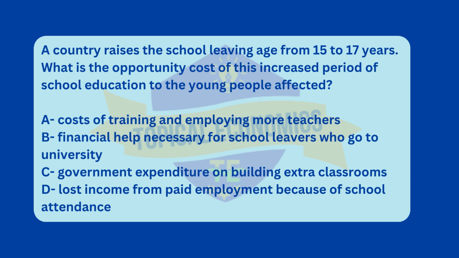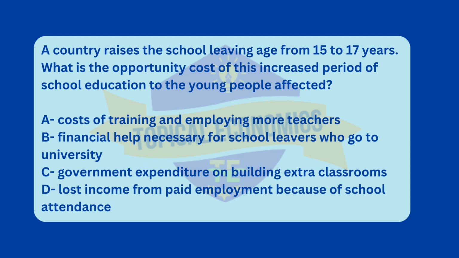Lost income from paid employment because of school attendance. Opportunity cost refers to the value of the next best alternative that is foregone when a decision is made. In this case, the decision to raise the school leaving age from 15 to 17 years means that young people will spend more time in school instead of entering the workforce at age 16. The opportunity cost for these young people is the income they could have earned if they had chosen to work instead of staying in school. By staying in school for an additional 2 years, they are giving up the opportunity to earn an income that they could have made if they had started working earlier.